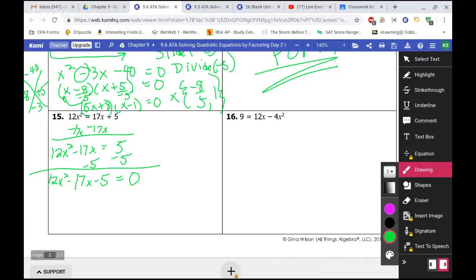And now we'll slide and divide. So we're going to slide and multiply by 12. So that's going to be x squared minus 17x minus 60 equals 0. So you think it's going to be 12 and 5, but it's not.